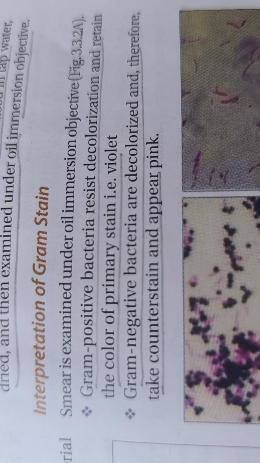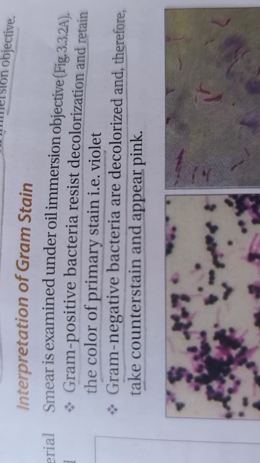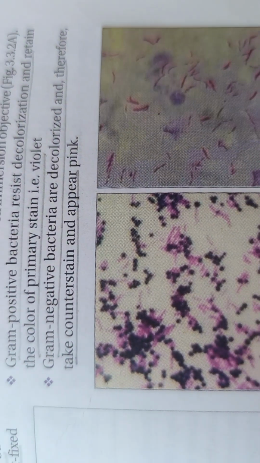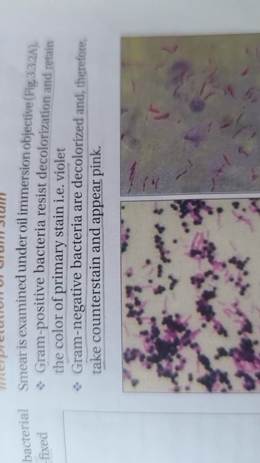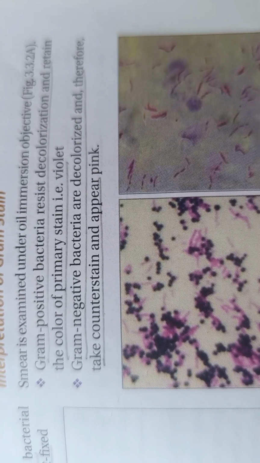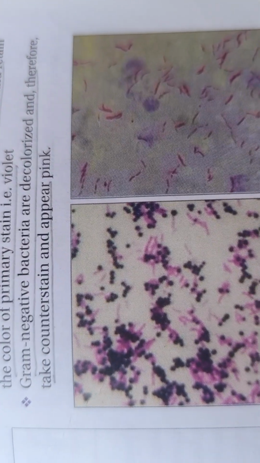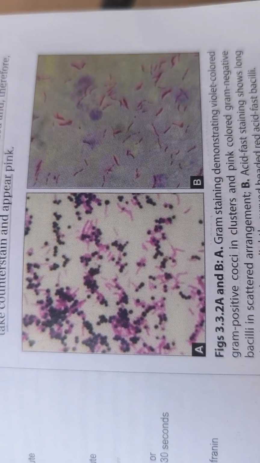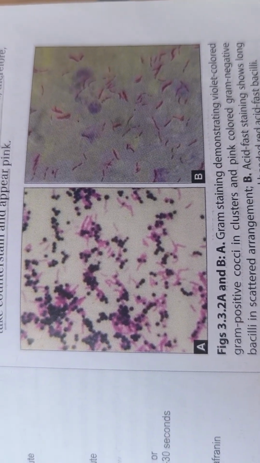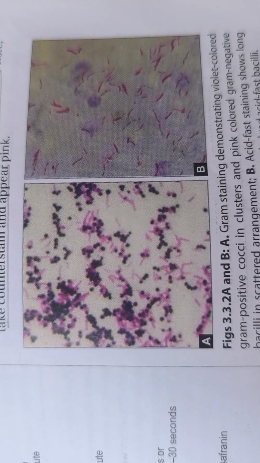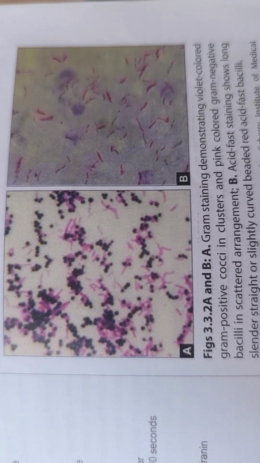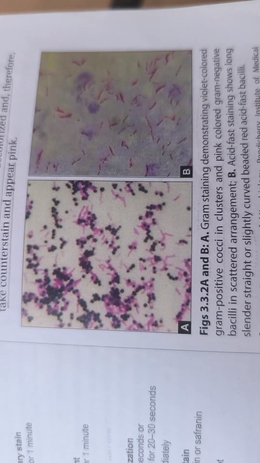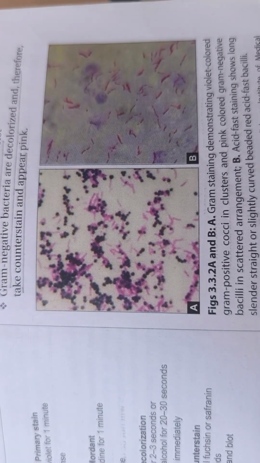Interpretation of gram stain. The smear is examined under the oil immersion objective. Gram positive bacteria resist decolorization and retain the color of the primary stain, that is violet. Gram negative bacteria are decolorized and therefore take the counter stain and appear pink. The gram staining demonstrates violet colored gram positive cocci in clusters and pink colored gram negative bacilli in scattered arrangement.